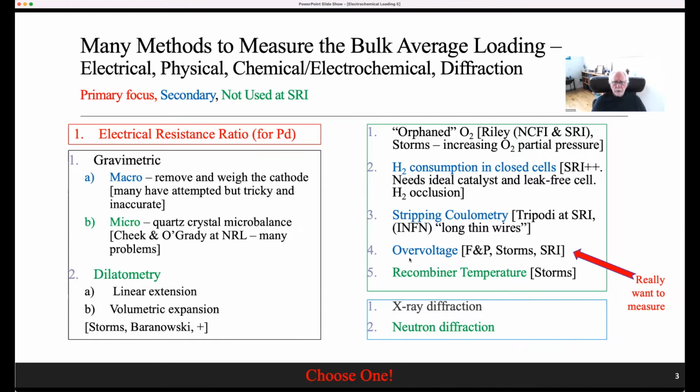What we really want to measure is the overvoltage. The overvoltage measures the chemical potential closest to the surface, where I believe the scene of action is in the Fleischmann-Pons heat effect. This is what Martin and Stan used. Martin was an expert. I found this method problematic. There are a number of things that you need to pay attention to, but that really, I assert, is what you want to measure. Whatever, choose one.